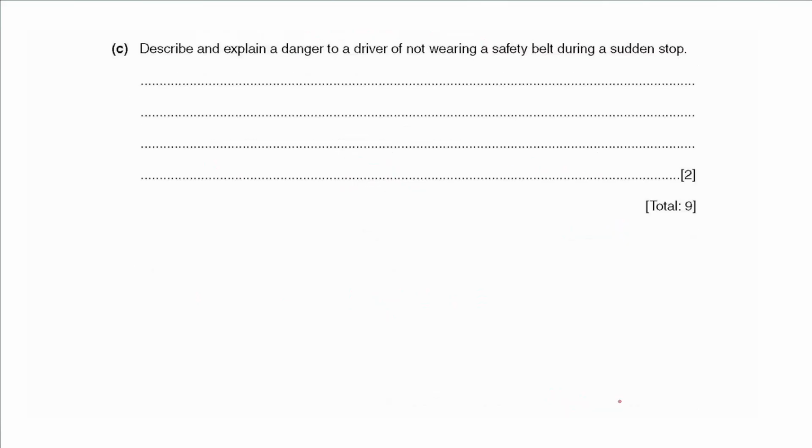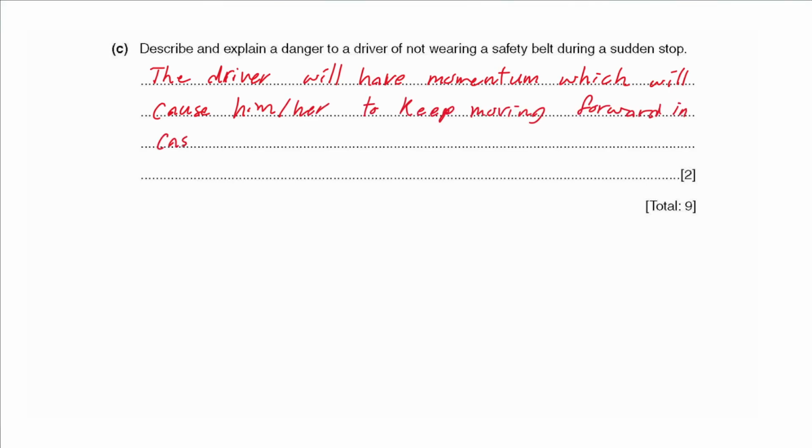Question C says describe and explain a danger to a driver of not wearing a safety belt during a sudden stop. We say that the driver will have momentum or inertia, which will carry him or her forward in case of a collision and hit the windshield or the steering wheel.